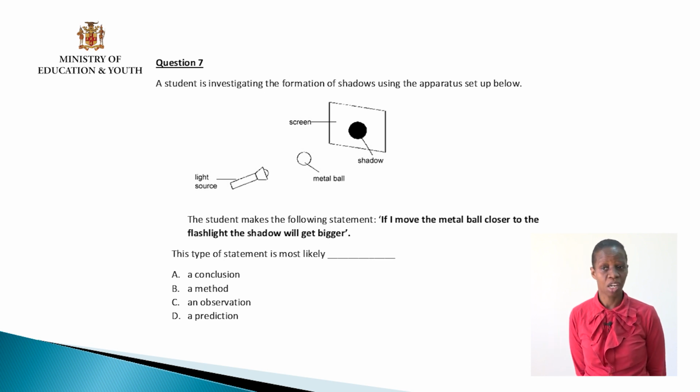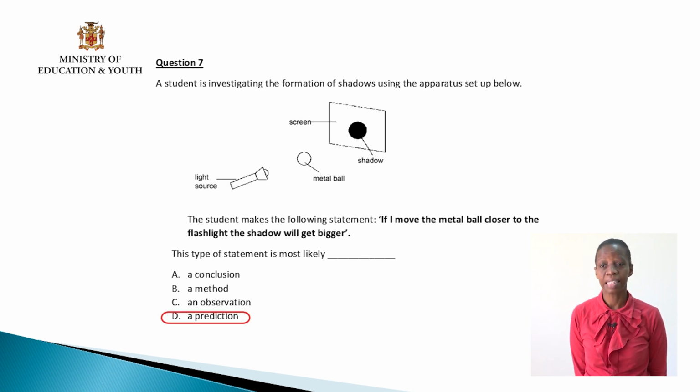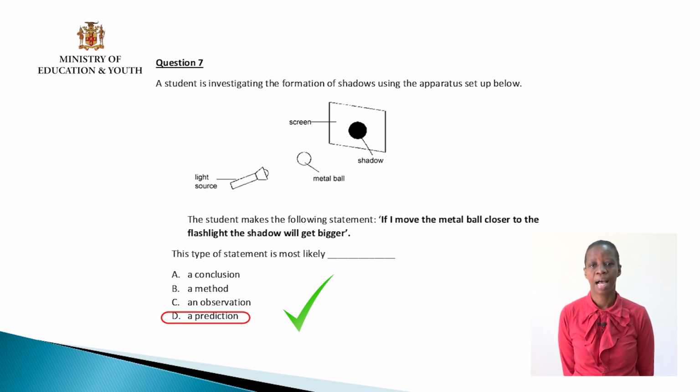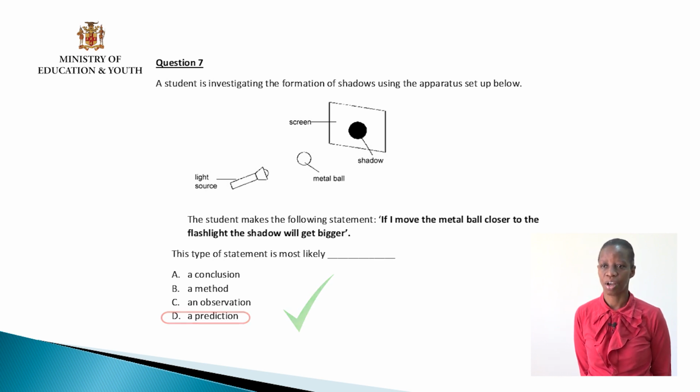Did you choose prediction? Yes, it is a prediction because notice it's not as if he has carried it out yet. He's saying, if I do this, then the shadow will get bigger. As a matter of fact, if he had worded it in such a way to say, if this happens, then that will happen, right? It would actually be forming a hypothesis. All right, so please review those steps in setting up your scientific investigation.